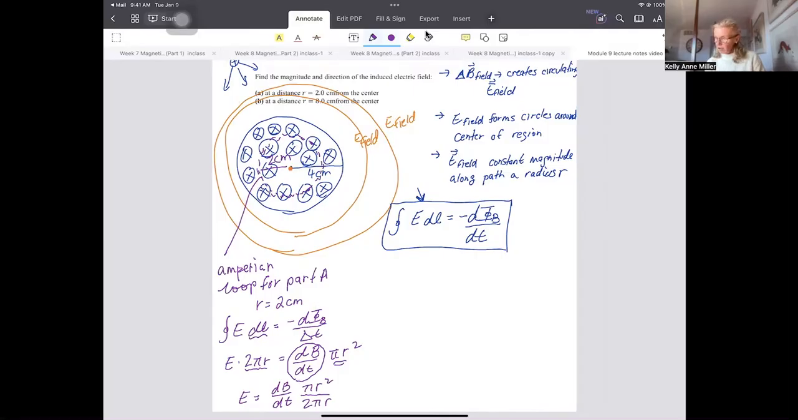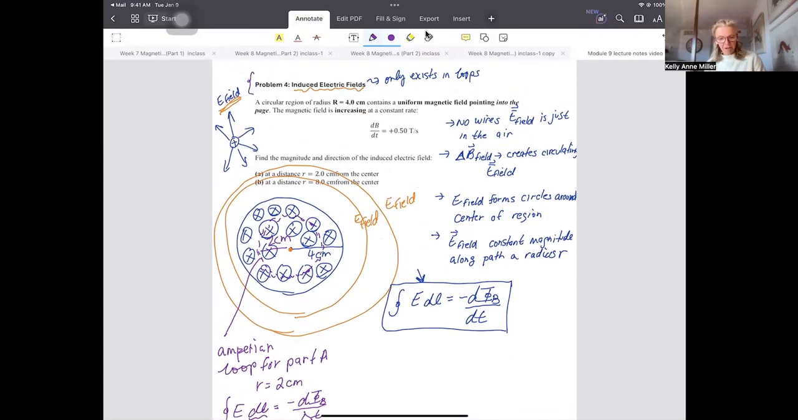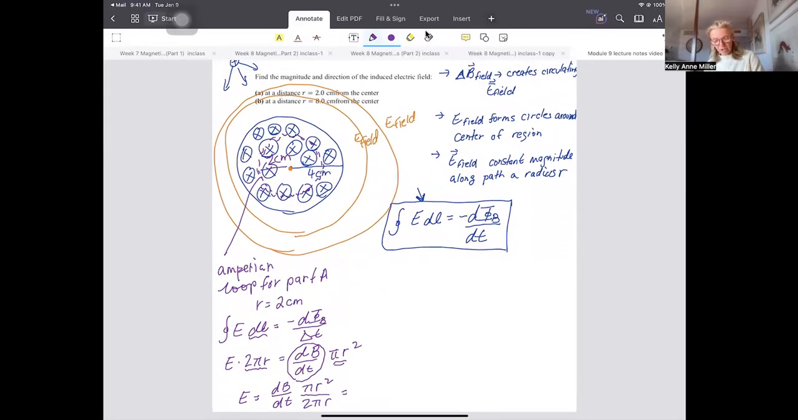Okay. So I know that the change in B field is just equal to 0.5 Tesla per second, right? The pi's cancel. One of these r's cancels with one of those r's. So it's like r over 2, right? So this is going to be equal to 0.5 Tesla per second times 0.02, which is where I drew my Amperian loop, right?